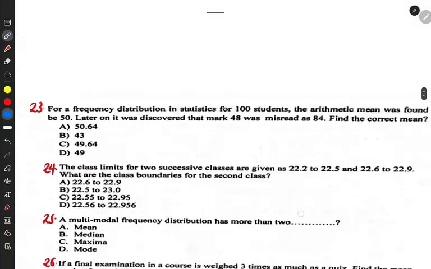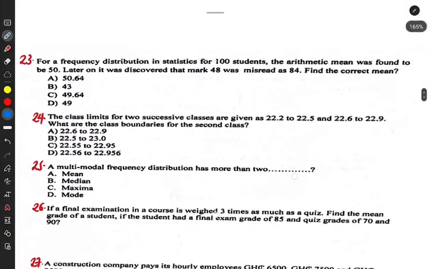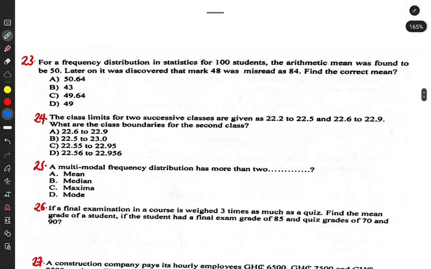Then, question 23. For a frequency distribution in statistics for 100 students, the arithmetic mean was found to be 50. Later, it was discovered that mark 48 was misread as 84. Find the correct mean. So how do we go? Very simple. Here, we know the frequency F to be 100.